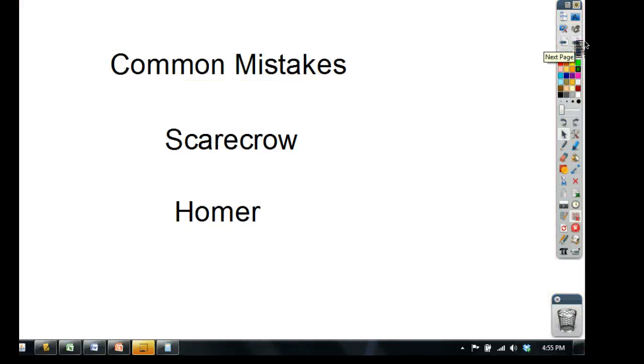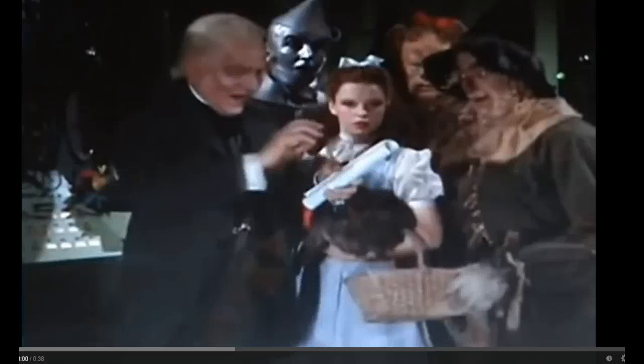There are a couple of common mistakes that you'll see in popular culture, and I want you to take a look. I think these are just kind of fun. So bear with me a second, and I'll get it all set up. So this is from The Wizard of Oz, and I think you'll know what the second one is.